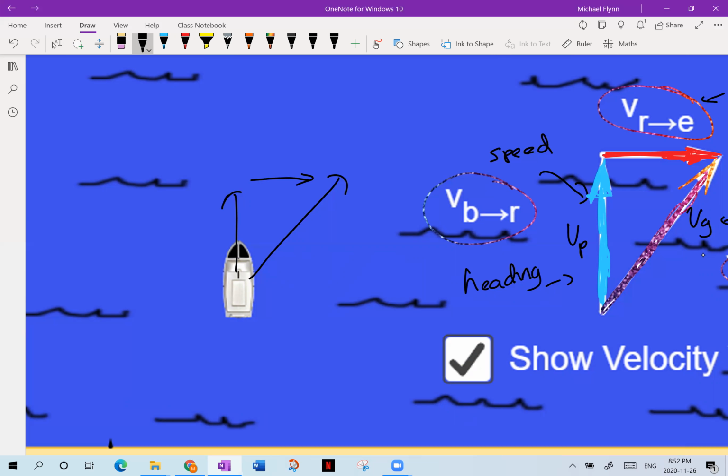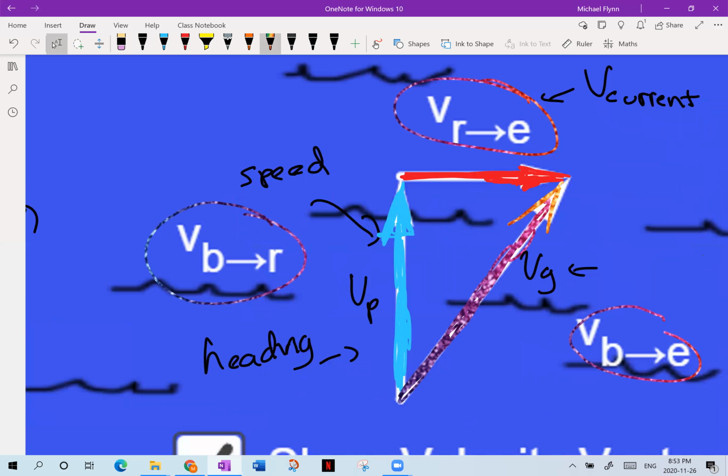Here, I want you to notice that right where the red and blue vectors meet, the vectors are joined tip to tail, but the current is joined tip to tip with my ground velocity. So you need to draw the vectors in the right place in the diagram. It's kind of crucial. And you cannot do these questions with the component method. You've got to draw the picture, okay?